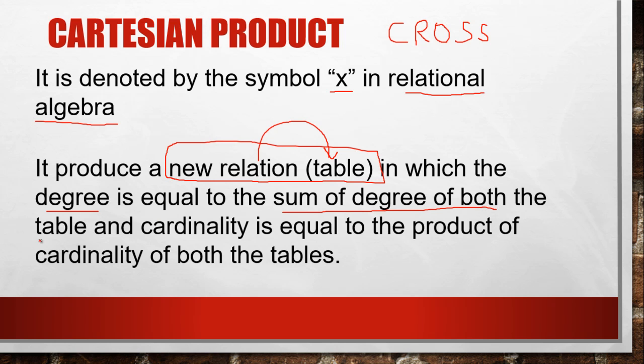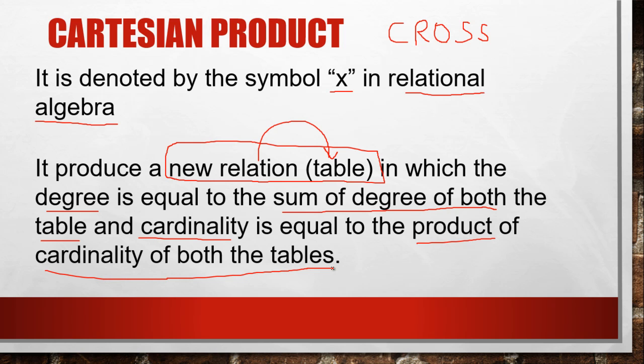Obviously we perform Cartesian product on two tables, and the result obtained by the Cartesian product of these two tables has degree equal to the sum of the degrees of both the tables. And what is the degree? Basically, degree is the total number of attributes in the table. Okay, and the cardinality of the resultant table is equal to the product of the cardinality of both the tables, right?